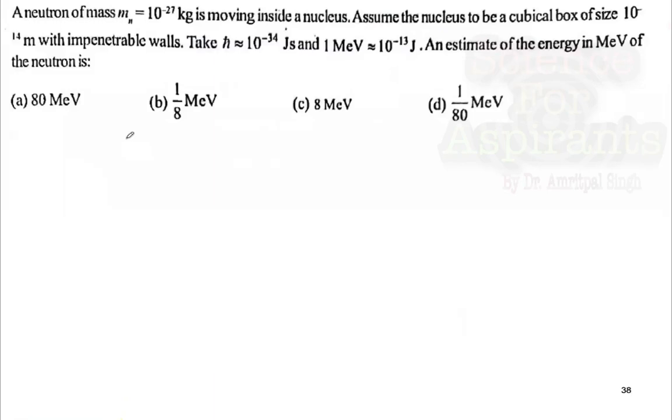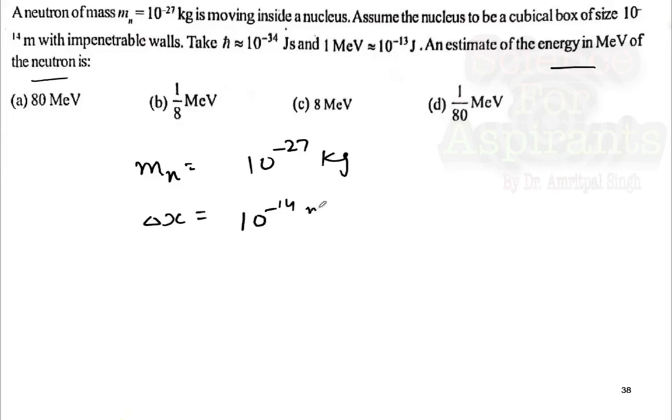So next is, a neutron of mass M is moving inside a nucleus. Assume the nucleus to be a cubical box of size 10 to the power minus 14 meter with impenetrable walls. The value of Planck's constant is given. How much energy of this neutron will be? Now mass of neutron, it is given, that is of the order of 10 to the power minus 27 kilogram. So nucleus of cubical box, so the value of delta x, within which that neutron is moving, that is of the order of 10 to the power minus 14 meter.